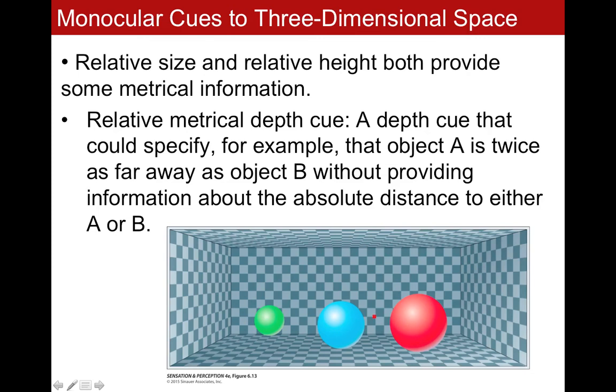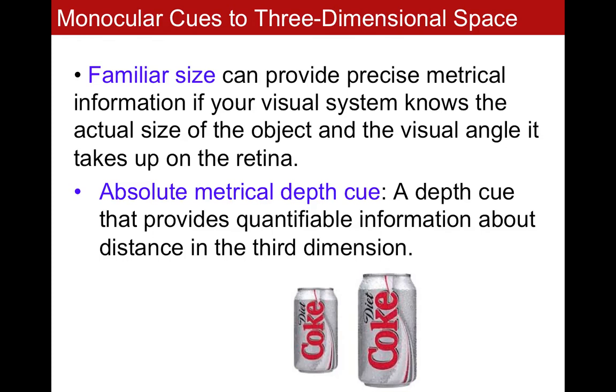If you imagine that they're all floating, then the green one is the same distance as the blue and red ones, but it appears to be smaller. And so it gives you some relative information about the depth of that. Familiar size also provides some precise metrical information as long as you know the actual size of the object and the visual angle it usually takes up on your retina. So it can give you that information about how close or far something is.